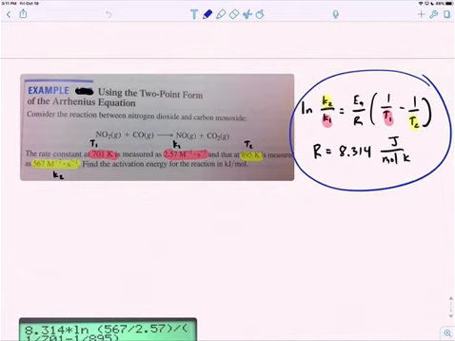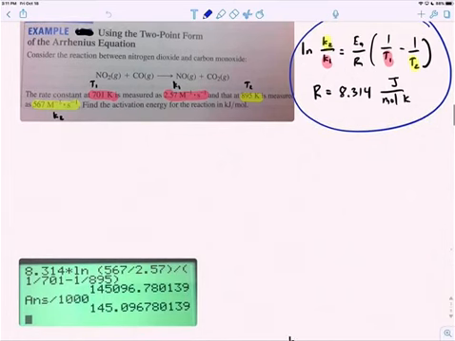So consider this reaction here between nitrogen dioxide and carbon monoxide. NO2 plus CO forms NO plus CO2. You figure out the rate constant at 701 Kelvin is equal to 2.57, and at 895 Kelvin is 567. What is the activation energy of this? So we have the ability to do that using these equations, and it's important, just so that you're consistent, that you make sure you put the right things in.